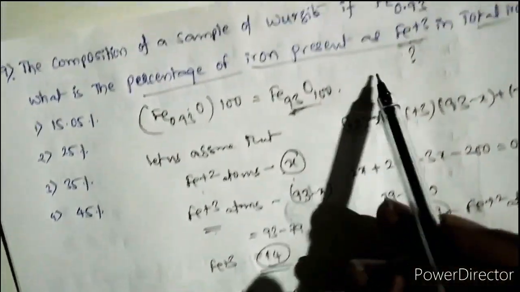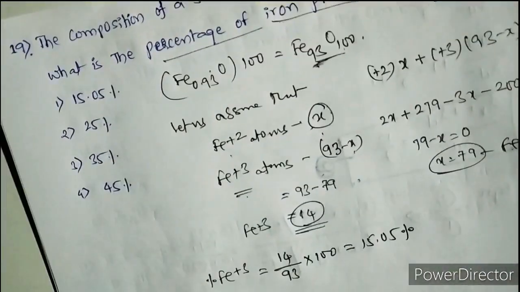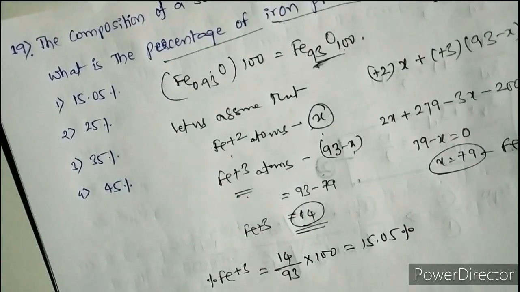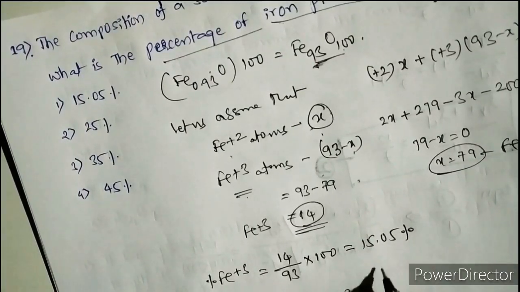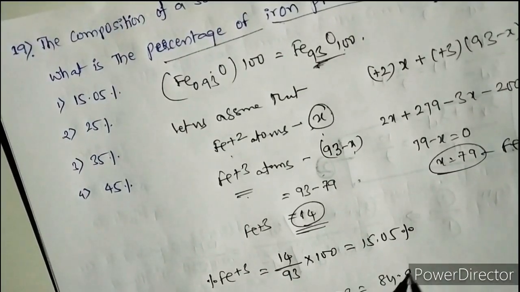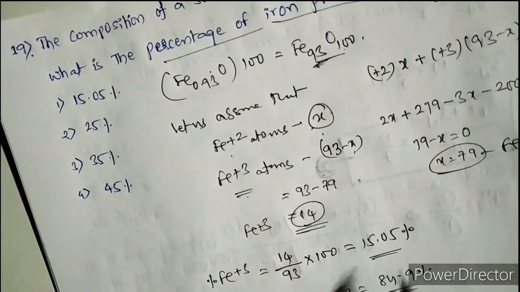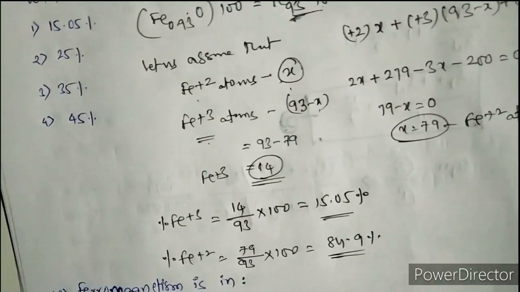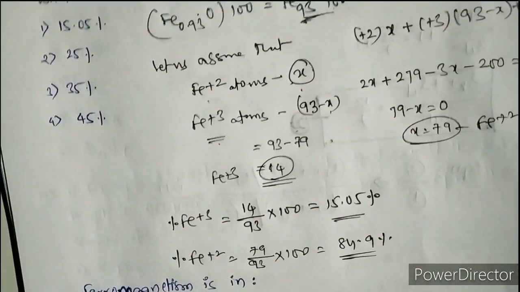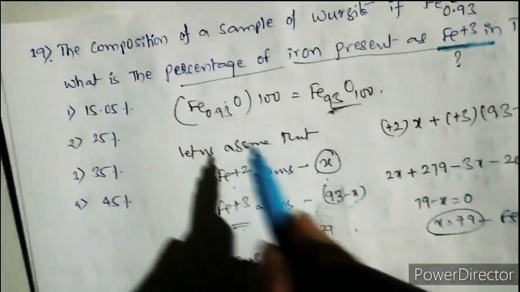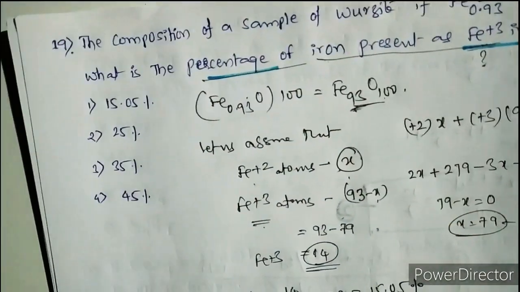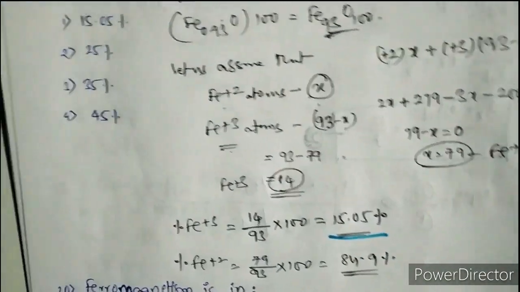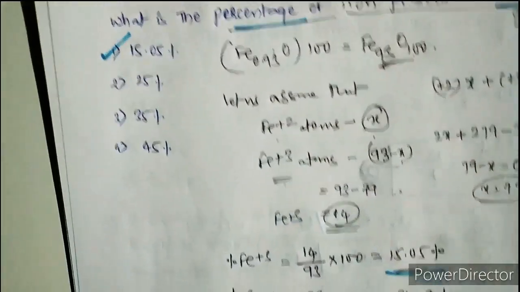Sometimes they can also ask you the plus 2 atoms total percentage. You can also do it as an extra. How many atoms are there? 79 in plus 2 by total number of atoms, 93, into 100 is equal to the remaining percentage. So this is your answer. But the question asked is only about the plus 3 oxidation state percentage. How much are you getting? 15.05. So your answer is 1.